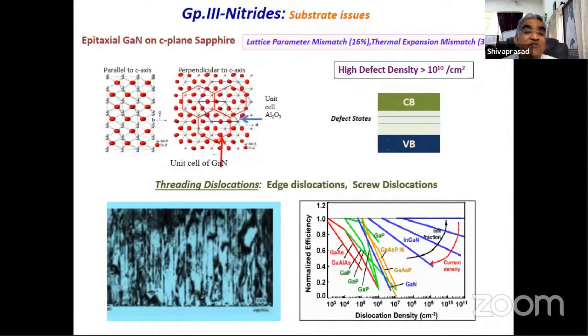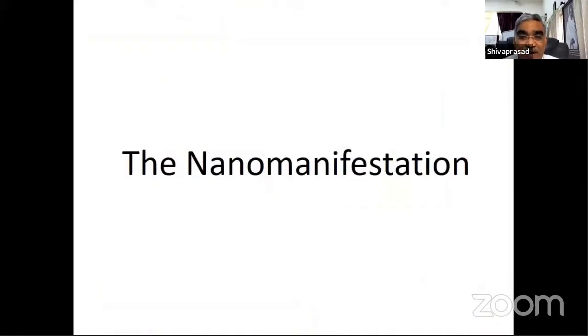But gallium nitride is very, very forgiving. With gallium arsenide, if you have more than 10 to the power of 6 defects per centimeter square, it doesn't work. But in gallium nitride, even if you have 10 to the power of 10 defects per centimeter square, they still work very well. That's a very interesting physics, why it does that, but we'll not talk about that. Just remember, the more the defects, the less the efficiency. It's obvious. Okay, friends, now let's go ahead.